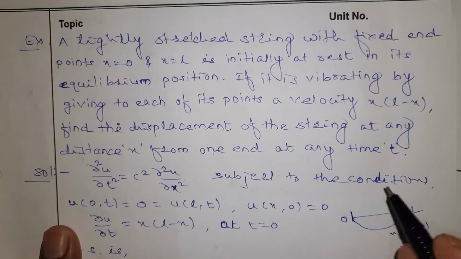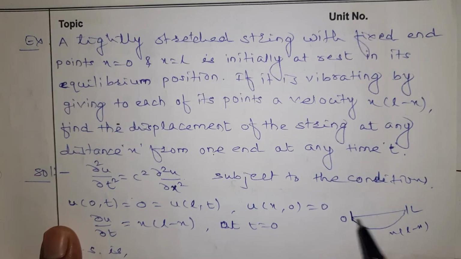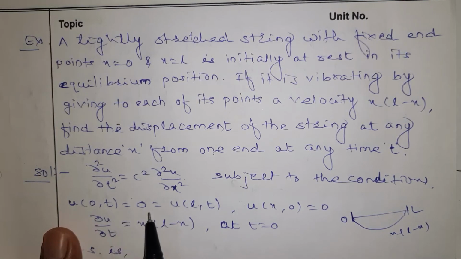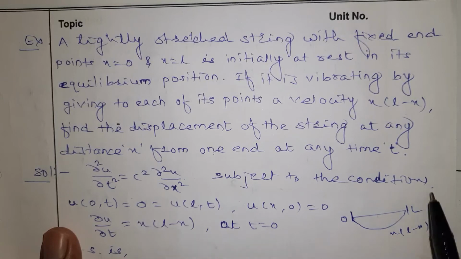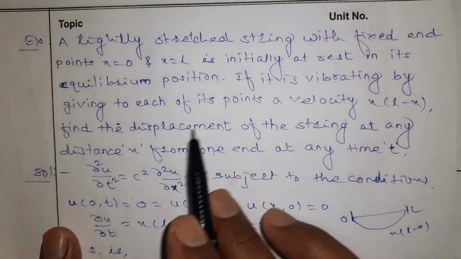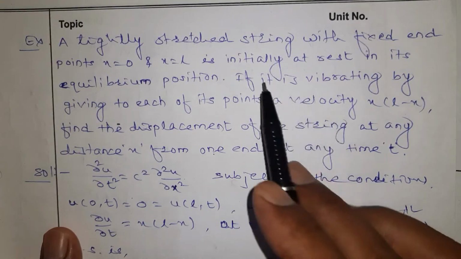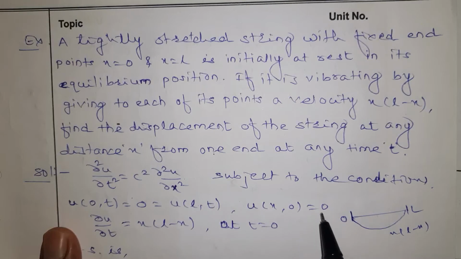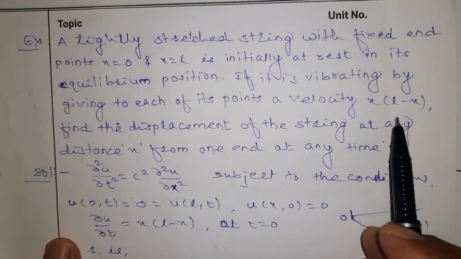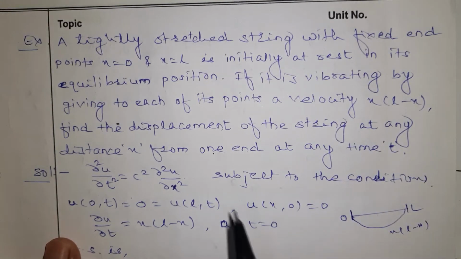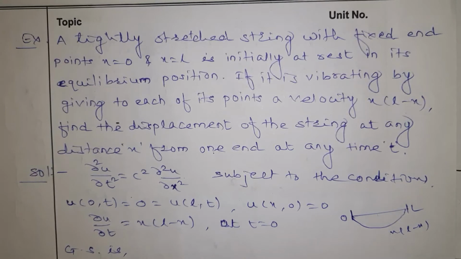Now what are the conditions? At x equal to 0, u is 0, and at x equal to L again u is 0. So these are the boundary conditions: u of (0, t) equal to 0 and u of (L, t) equal to 0, the endpoint conditions. Initially it is at rest, so u of (x, 0) equal to 0, that is, at t equal to 0 it is 0. And now we give velocity. Velocity means dou u by dou t, so dou u by dou t is x into (L minus x) initially at t equal to 0. So these are the conditions.